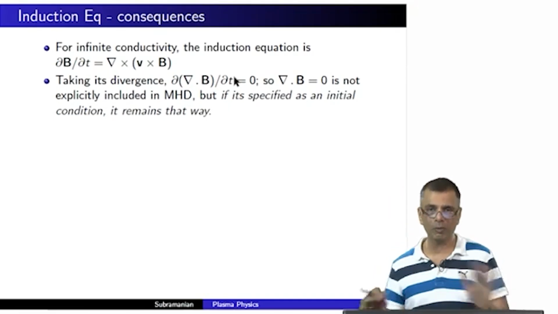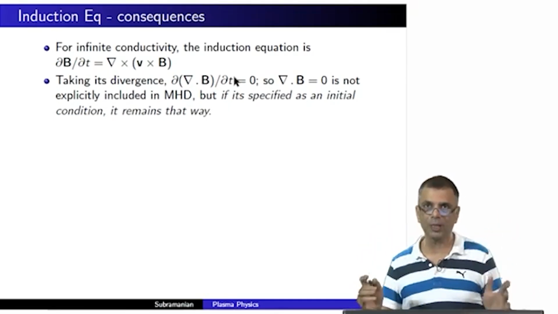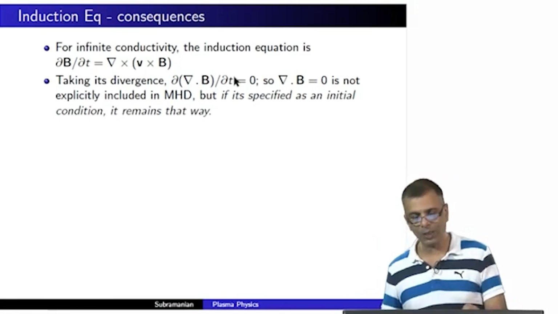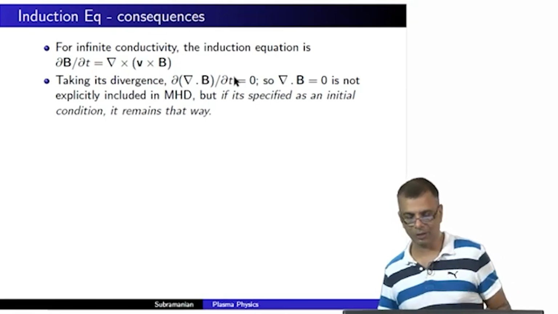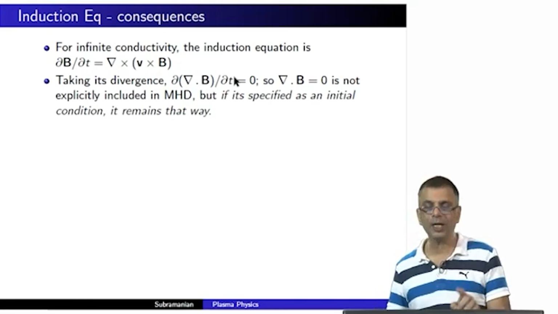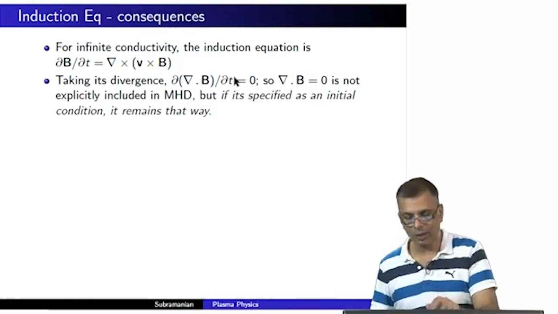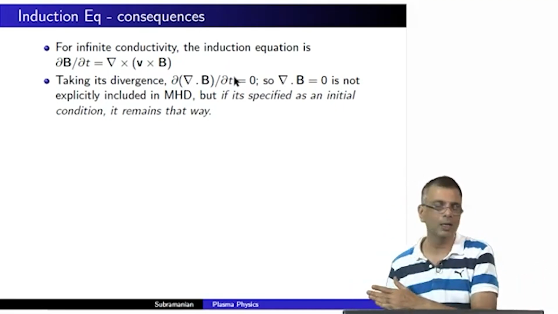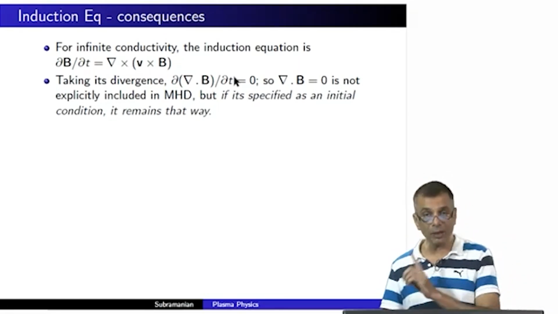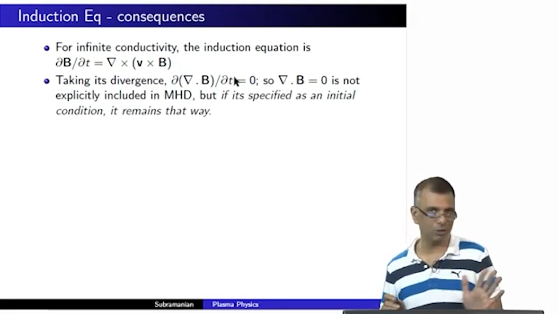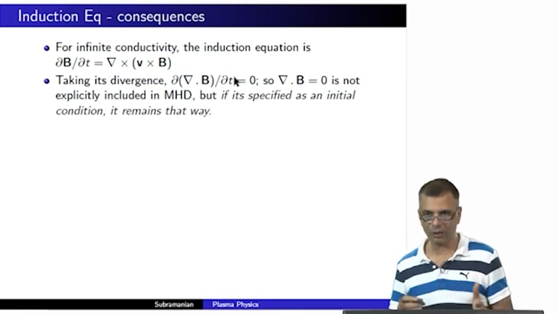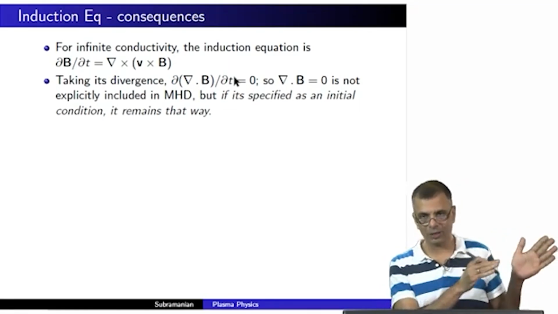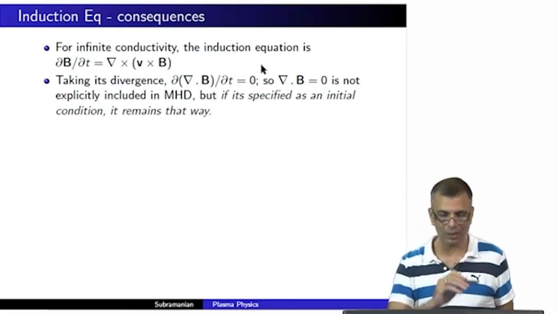This is how we have normally learned our electrodynamics: the divergence of B is always 0. This is something that's sacred. That is not what MHD is saying. It is simply saying that the time derivative of the divergence of B is 0. But if it is specified as an initial condition, in other words, if the divergence of B is 0 at the beginning of your simulation, it will remain that way. That condition will not change with time. On the other hand, if you had a non-zero divergence of B due to some reason, due to artificial resistivity or some problem in your simulation, then that will remain frozen as time progresses. That is what this equation is saying.